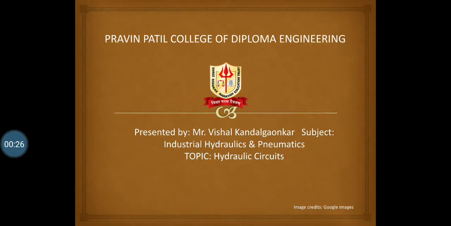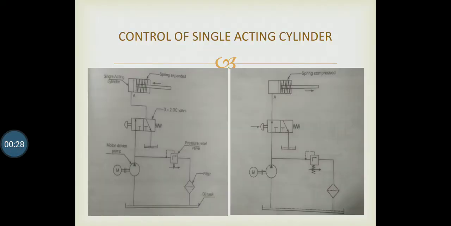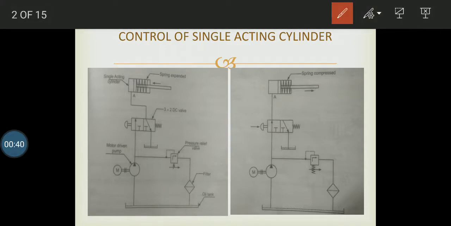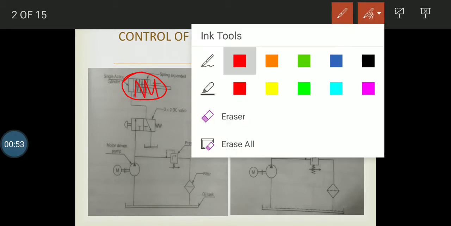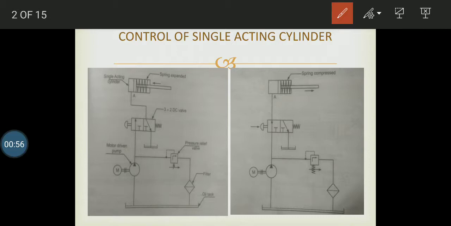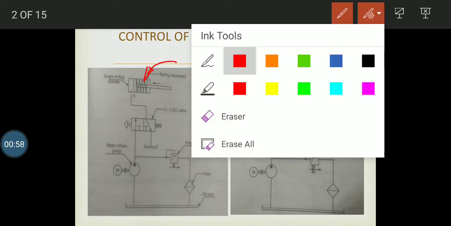So let's get started. This is the very first construction, or circuit, of hydraulic in nature. This is a single acting cylinder, and we are going to learn about it. We identify a single acting cylinder by the spring used in it.